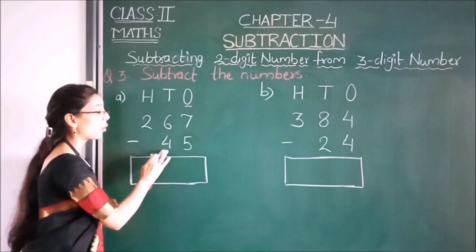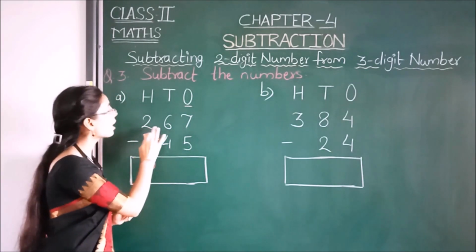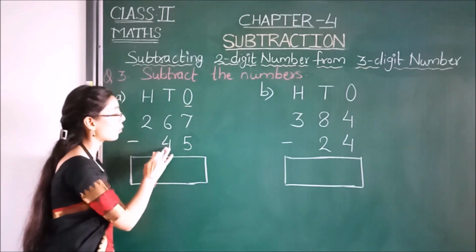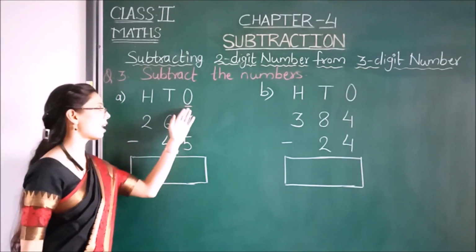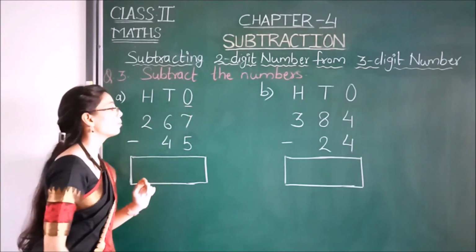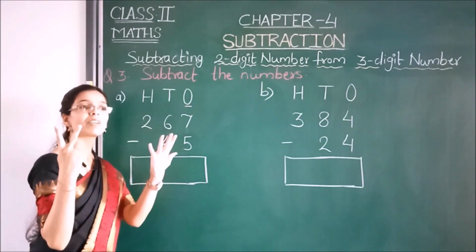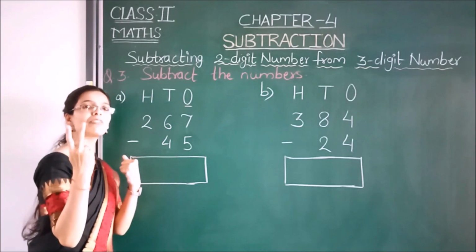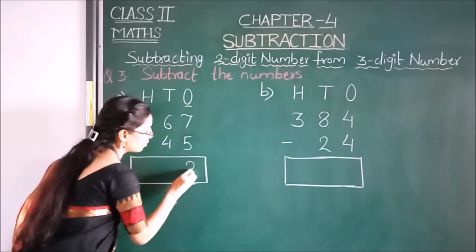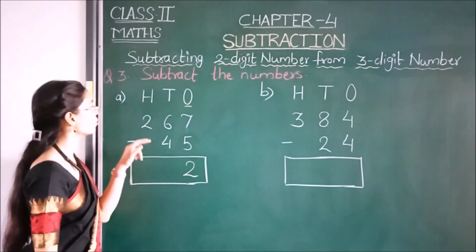267 minus 45. We will start from the ones column. Which number is here? 7. 7 minus 5. How many fingers are left? 2. So, we will write here 2.